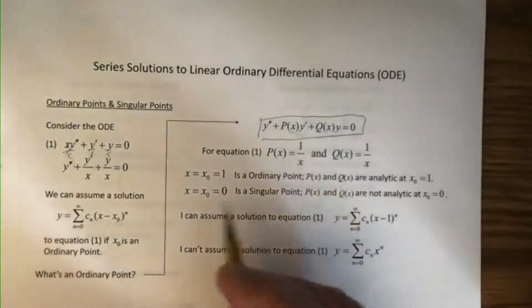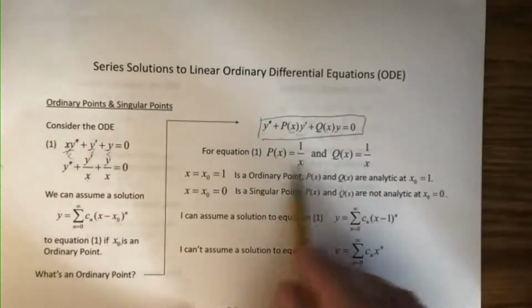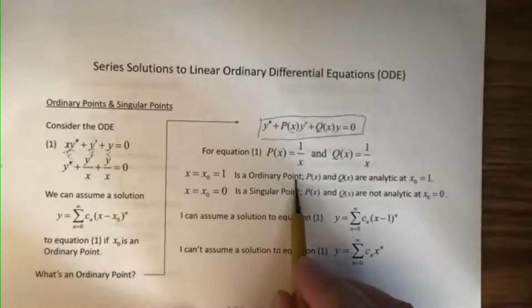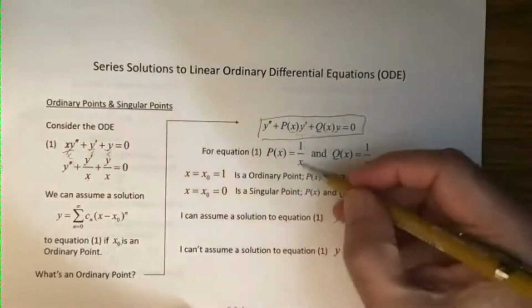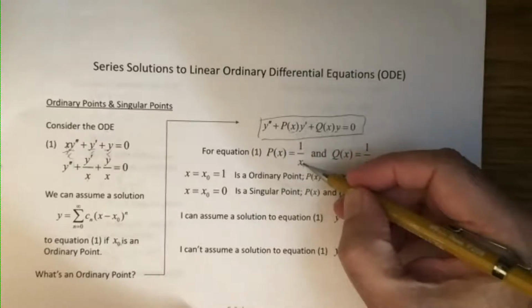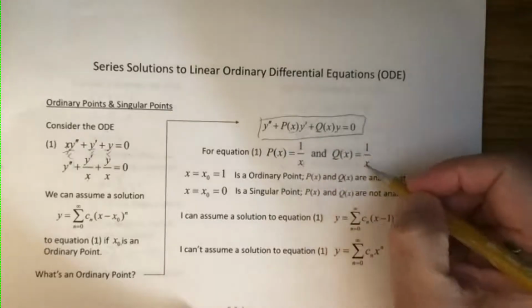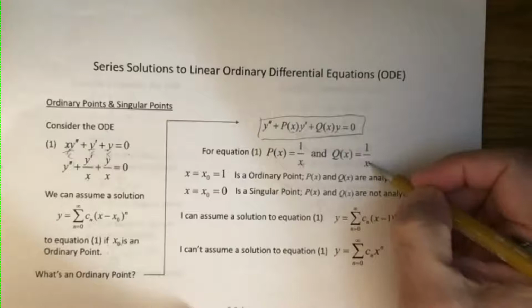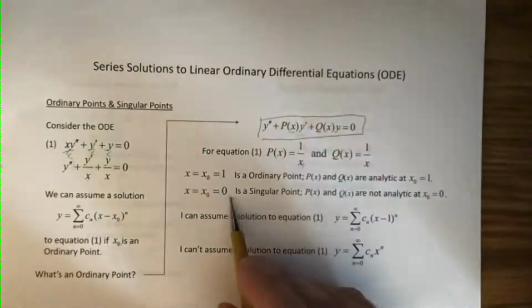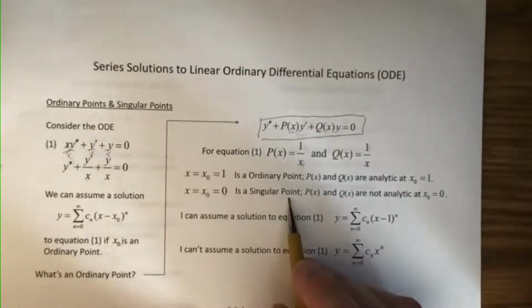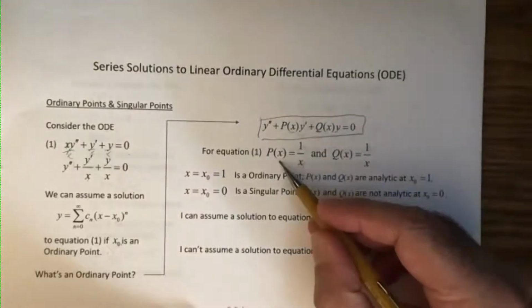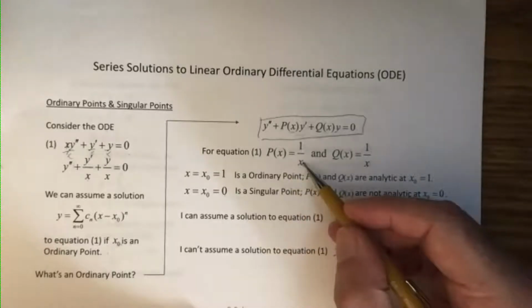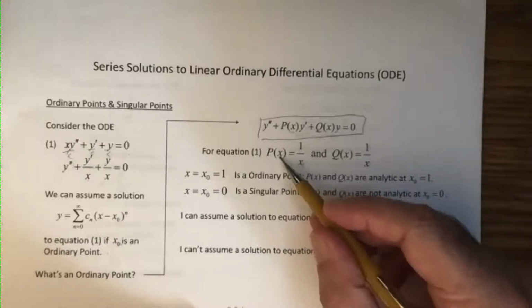So 1 is what we call an ordinary point because this is defined; it doesn't blow up. So 1 is an ordinary point for p and q here. 0 is what we call a singular point, because if I put 0 in here, this becomes undefined. That's all you need to know. When I put 0 in here, this becomes undefined.